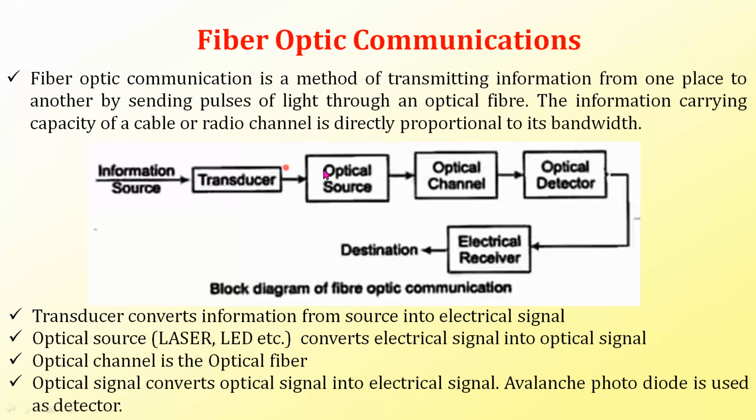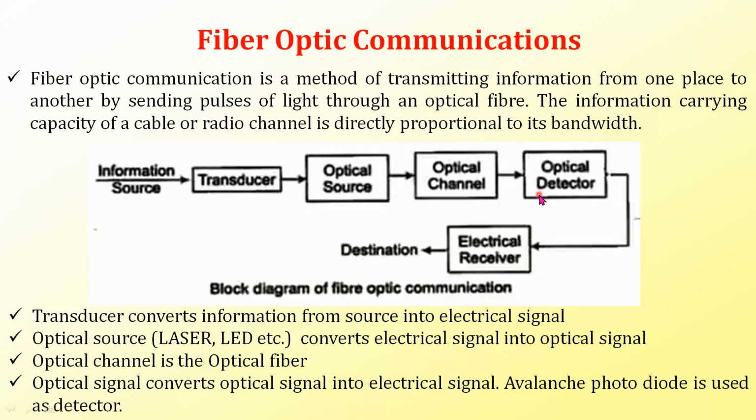This electrical signal will be converted into laser light or LED light with the help of an optical source. Thus the output of the optical source will be light. This light will be allowed to pass through a channel. In optical fiber communication, you can use the optical fiber as the channel. Then at the end, you can have a detector. This detector will convert the optical signal back into an electrical signal.